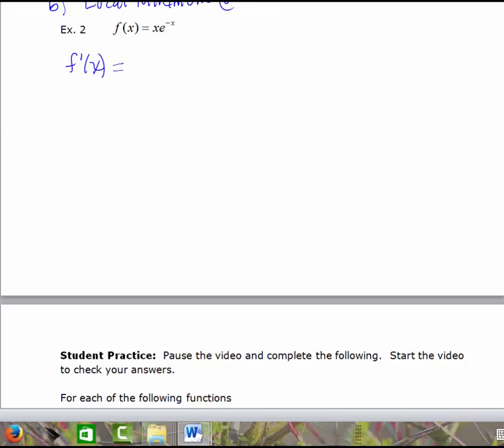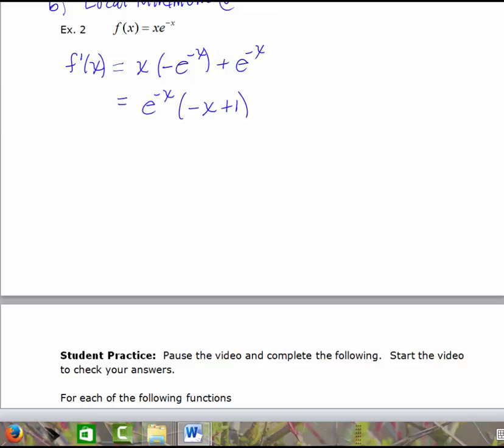So we're going to use the product rule. We're going to have first times derivative of the second, which is going to be negative e to the negative x, plus second times derivative of the first, which would just be e to the negative x. If I factor out an e to the negative x, I'll have negative x plus 1.